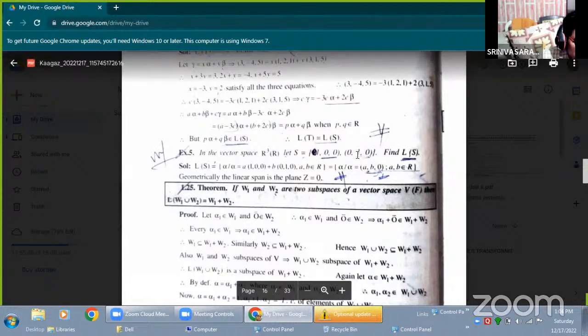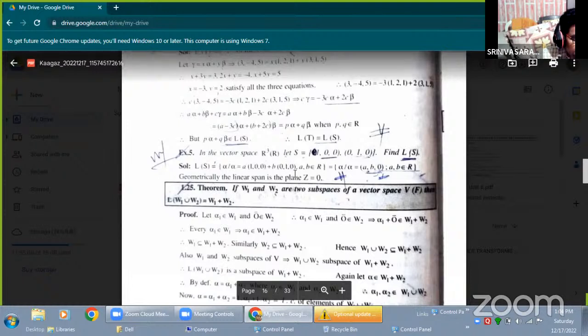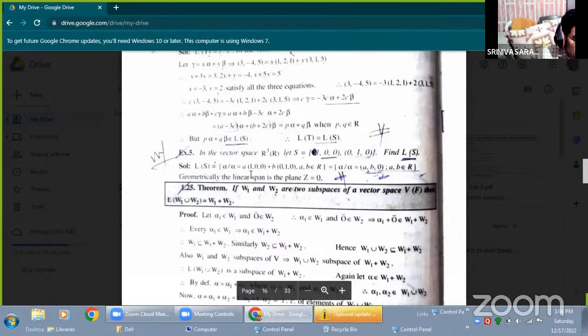Suppose (0, 1, 0) is given, then the linear span is the plane X equals 0. If (1, 0, 0) is given in the set, find L of S, and the linear span is the plane Y equals 0. According to the linear span definition, the vector consists of elements of the subset. We have (1, 0, 0) plus (0, 1, 0), we get the element (A, B, 0), the Z coordinate is 0. That's why the plane is Z equals 0.